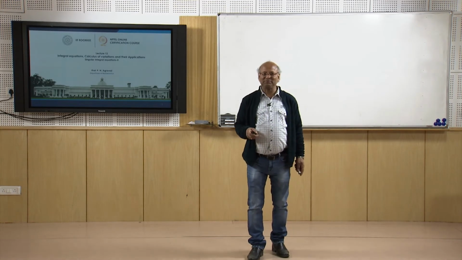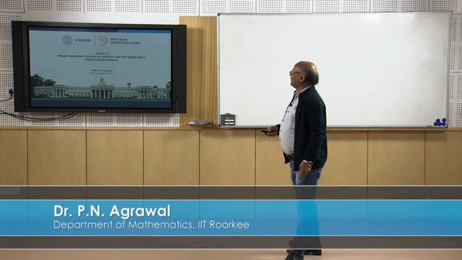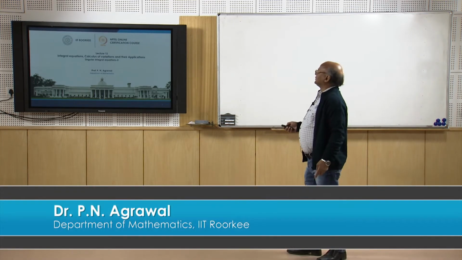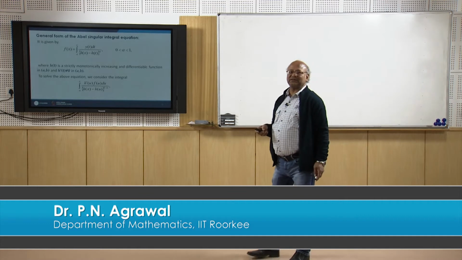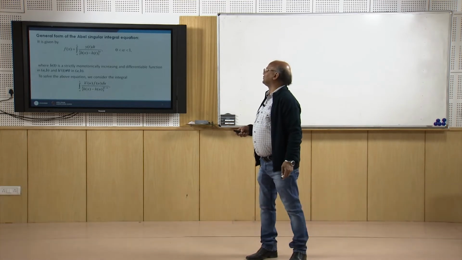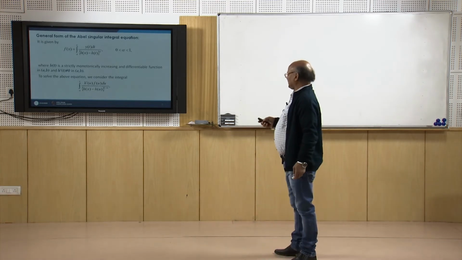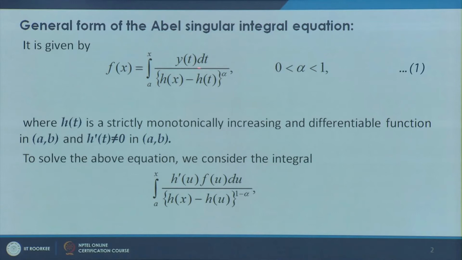Hello friends, I welcome you to my second lecture on Abel singular integral equations. Here we shall consider the general form of the Abel singular integral equation. The general form of the Abel singular integral equation is given by f(x) equal to integral a to x φ(t) dt over (h(x) minus h(t)) to the power alpha, where alpha lies between 0 and 1.